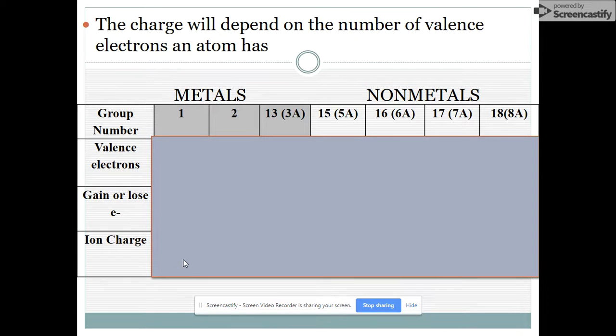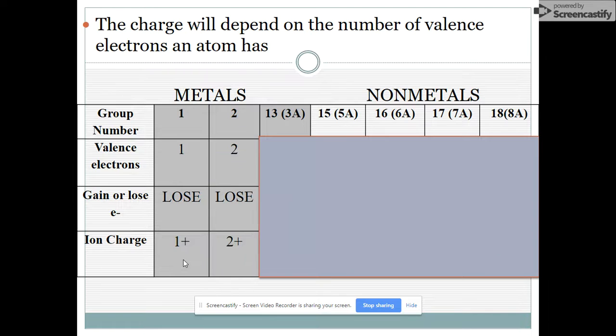The charge always depends on the number of valence electrons, and this table will walk you through each group. So if we look at group 1, there's one valence electron. They will lose that one electron to have an ion charge of +1. Group 2 has two valence electrons. It will lose those 2 electrons to have a charge of +2. And group 3 will lose 3 electrons to have a charge of +3. And again, when we lose electrons, it means that we just have more protons than we have negative electrons, and that's where the charge comes from.